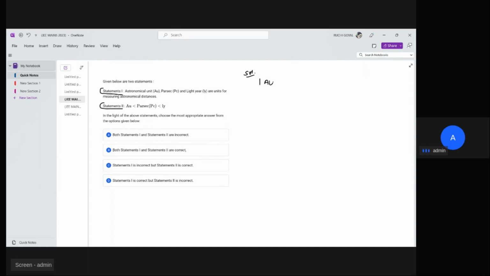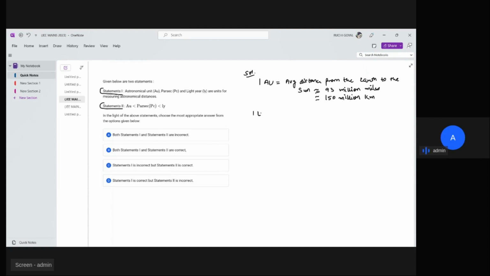Suppose 1 AU is given, 1 astronomical unit. It is the average distance from the earth to the sun, which is approximately 93 million miles, or we can write it in kilometers, it will be 150 million kilometers. Correct. So this is 1 AU, 1 astronomical unit.